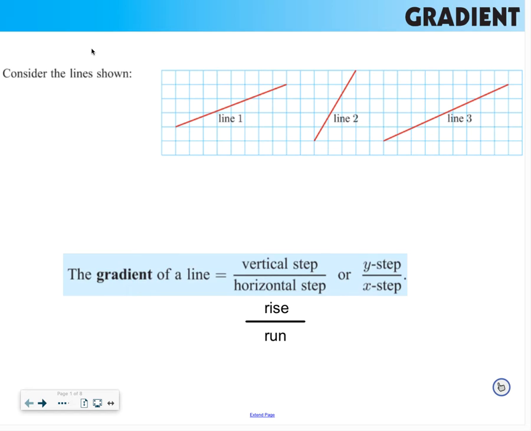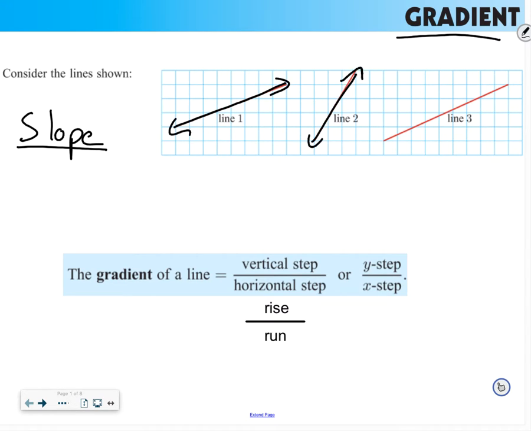All right, Mathletes, here's gradients of lines. So remember, gradients are the same thing, and that's synonymous with slope. So a lot of times I'm going to refer to it as slope, but slope and gradient of a line are the same. Okay, so when we're talking about slope, we're talking about the angles of these lines.